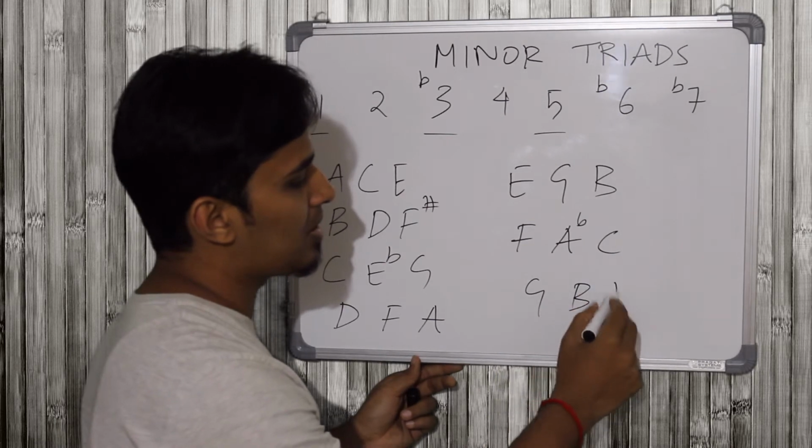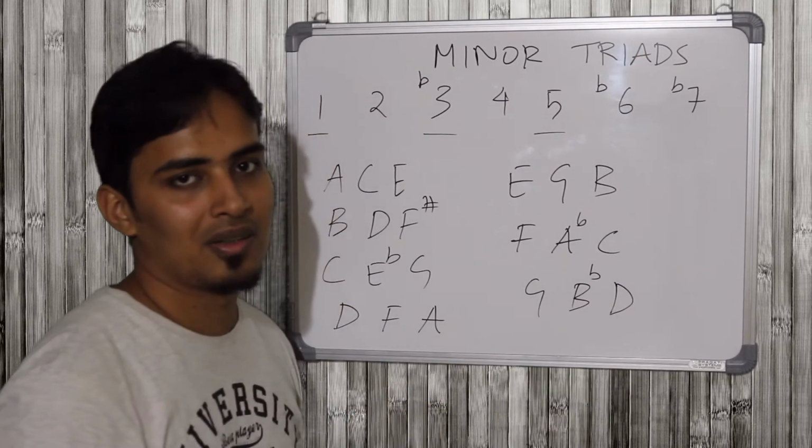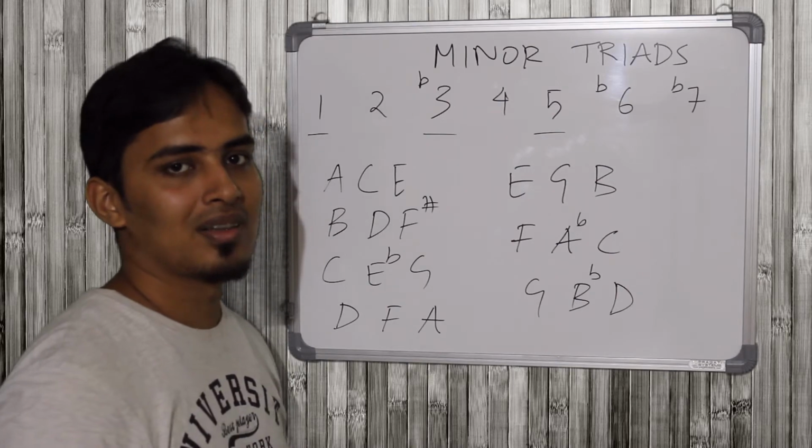G, B, D is a G major. I'll add a flat here. It'll become a minor. G, B flat and D. So let's try playing this.